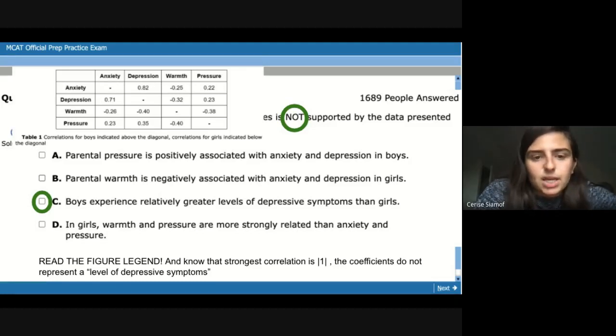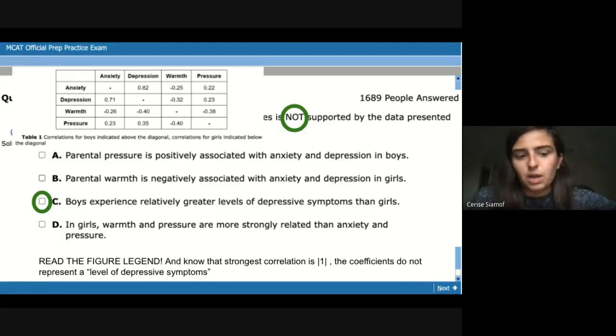And then the one thing that you cannot get from this table is that boys experience relatively greater levels of depressive symptoms. That's because the coefficients here do not represent one level of depressive symptoms. It's just telling you the strength of the correlation between the parent's attribute and the symptom that their child displays. So it doesn't allow you to compare the actual level of symptoms that a boy experiences compared to a girl based off of the table. And of course, ask if that doesn't make sense.